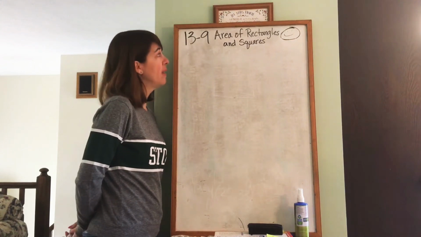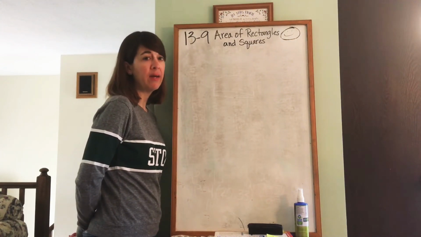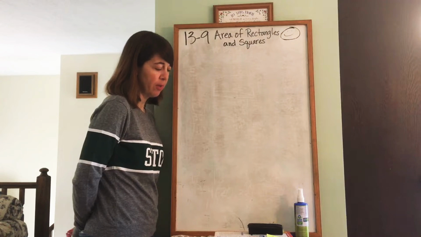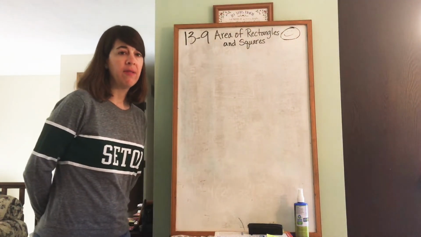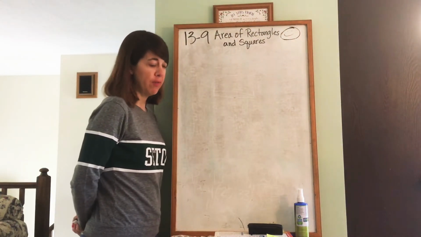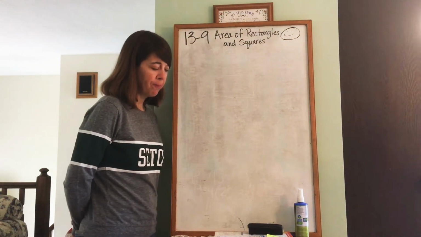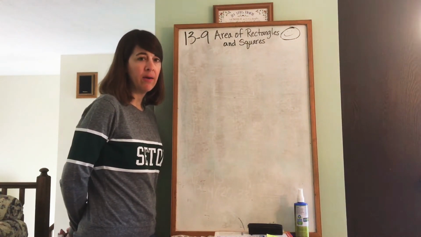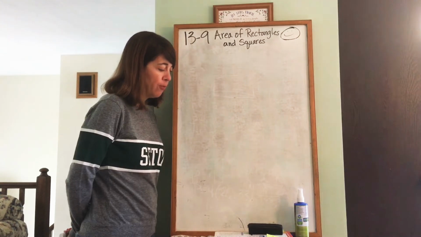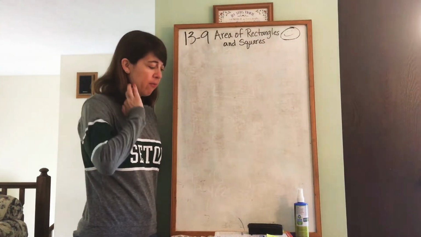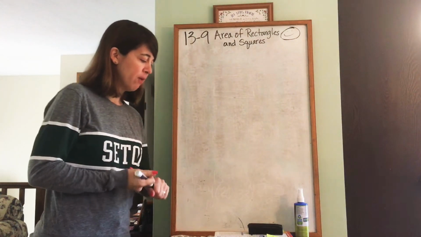Hi, sixth grade. Today's lesson is 13.9, area of rectangles and squares. So hopefully you remember a little of this from maybe fourth or fifth grade math. We're going to go through the basics and then add on our sixth grade level of work. So first of all, just a reminder of how to find area of a square and of a rectangle.